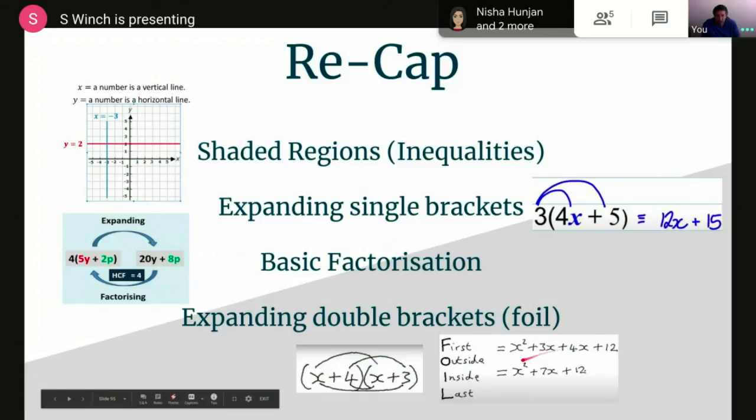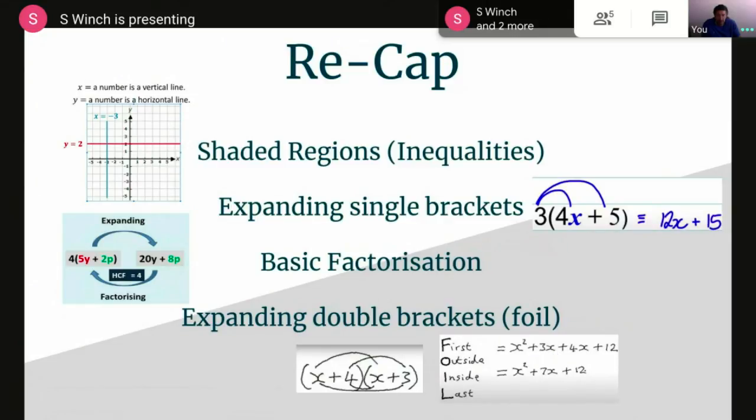And we've got it written over here. And of course, the like terms were 3x and 4x, so we can simplify them to give us 7x. So the answer would be x squared plus 7x plus 12.